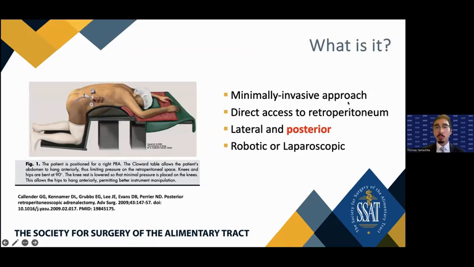So the posterior retroperitoneal adrenalectomy is a minimally invasive approach. It gives you direct access to the retroperitoneum, avoiding peritoneal violation. It can be done either with a lateral or posterior approach, and I'll be talking about the posterior approach. It could be done robotically or laparoscopically. I do it laparoscopically and am in the midst of performing it robotically. But this is what it looks like. So the patient is fully prone.